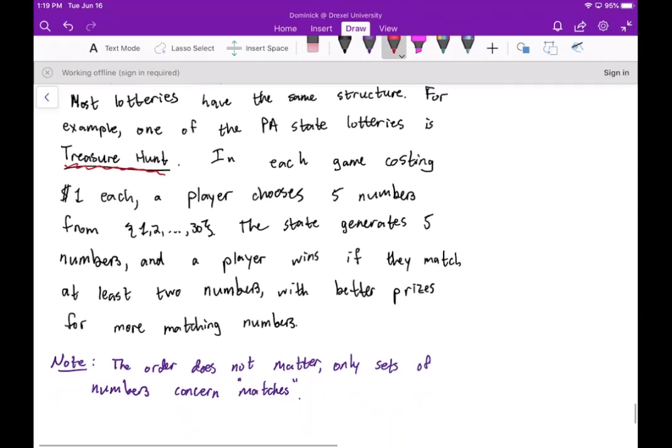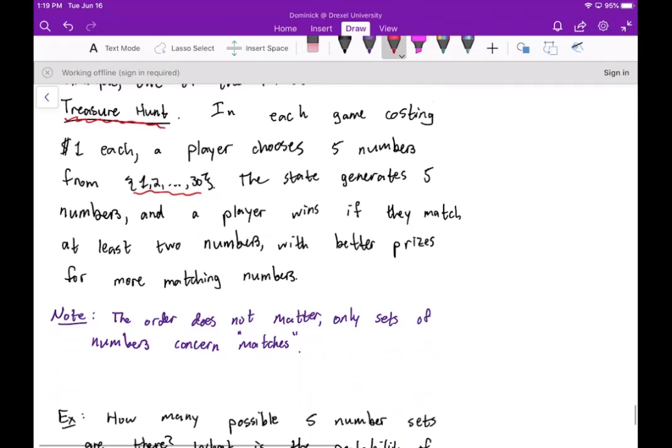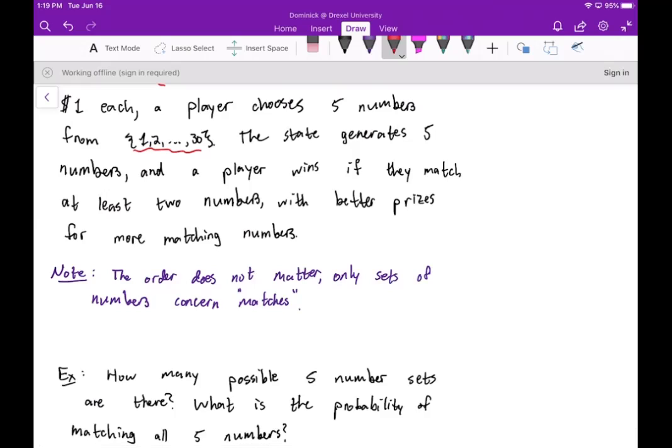Now, in each game, which costs $1, a player chooses 5 numbers from the set of numbers from 1 through 30. Then the state will generate 5 numbers and a player wins if they match at least 2 of the numbers. Of course, the more numbers you match, the better the prize is. The order doesn't matter for a lottery, only the sets of numbers themselves concern matches.